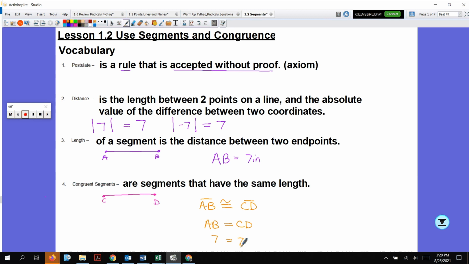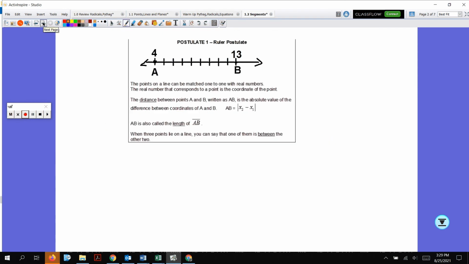Because there are definitions on tests, guys, and I don't always provide a word bank, so it's really important we understand the vocabulary in geometry, okay? So I know in this postulate 1, the ruler postulate, you do not have those numbers on there. So take a minute and copy this down, okay? And then we're going to talk about what this means, right?